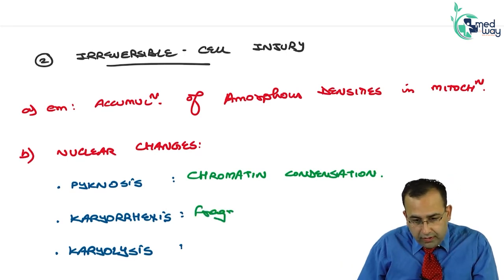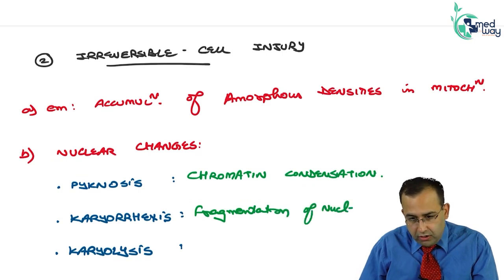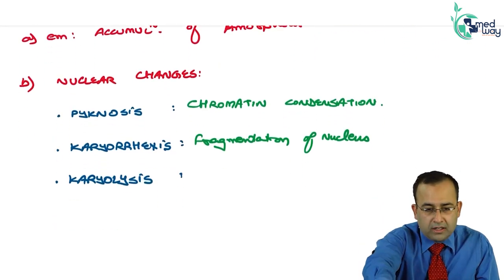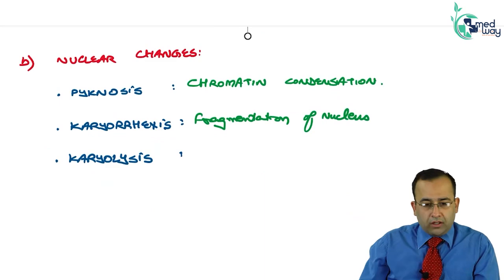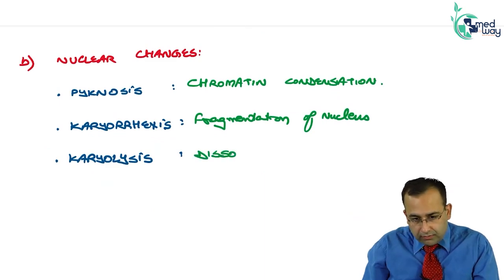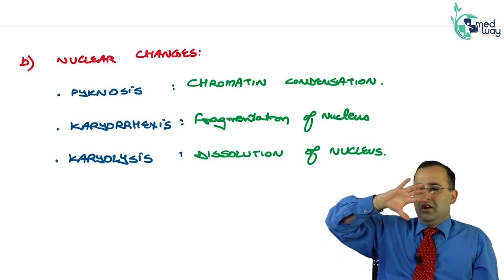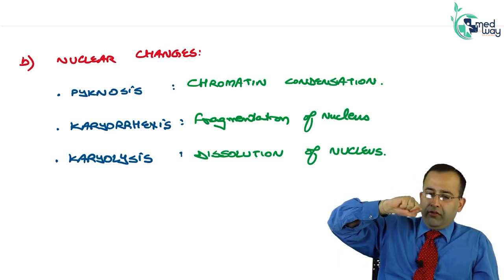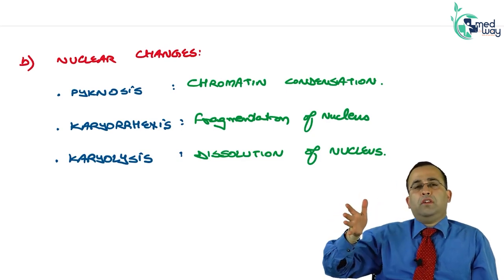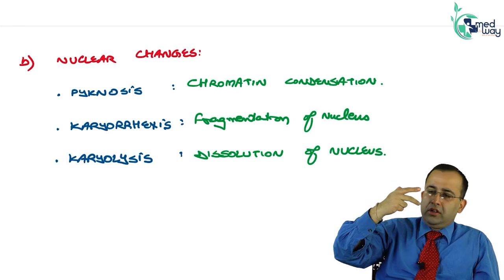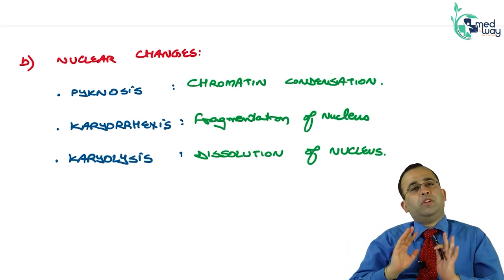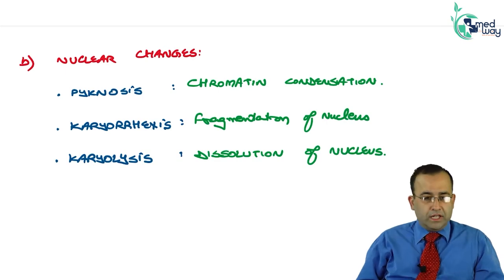Karyorrhexis, that is fragmentation of the nucleus. And lastly is karyolysis, that is dissolution of the nucleus. So nuclear changes: chromatin condensed, fragmented, and dissolved. Pycnosis, karyorrhexis, and karyolysis. These are the nuclear changes associated with irreversible cell injury.